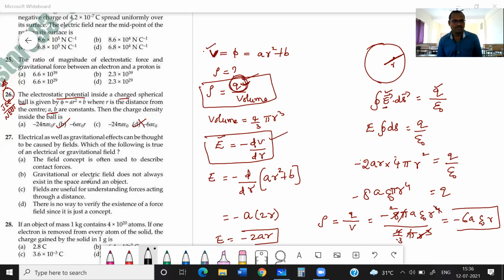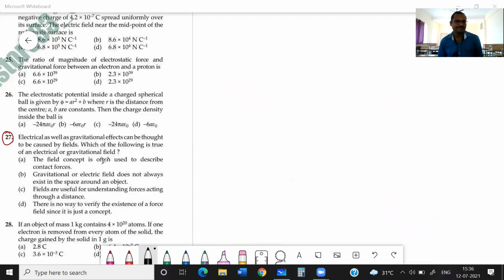Next, let us go to question number 27. They have given that electrical as well as gravitational effects can be caused by fields. Which of the following is true of electrical and gravitational fields? About electric field and gravitational field, which option is the right answer? Option A, the field concept is often used to describe the contact force. No, this field concept is used to describe the non-contact force. Clear? They said contact force, so that's why it is wrong.